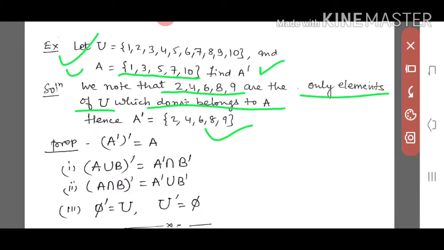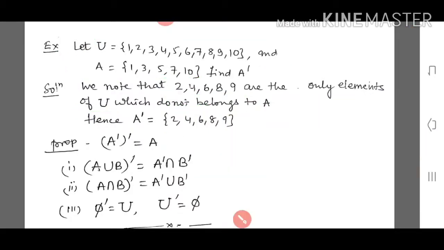Some properties we also have. The complement of A complement, you find that you get A only. A union B whole complement will be A complement intersection B complement, and A intersection B whole complement will be equal to A complement union B complement. Now the complement of the null set will be the universal set, and the complement of the universal set is the null set. So hope you understand this.